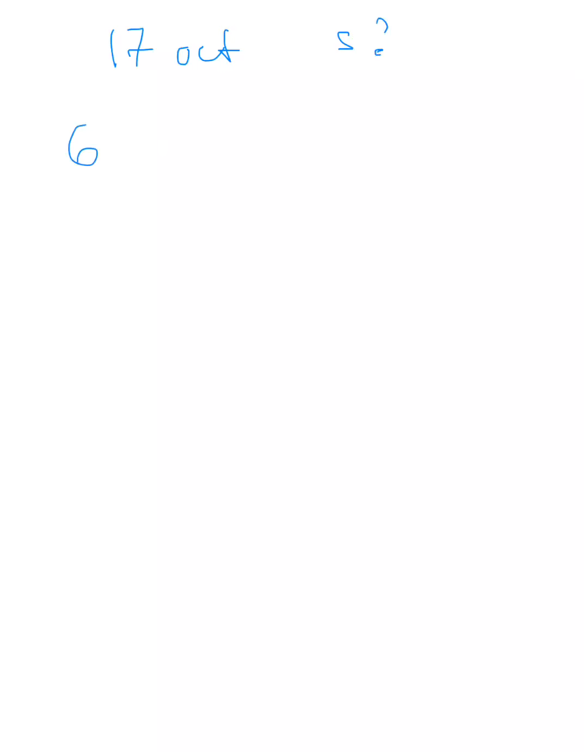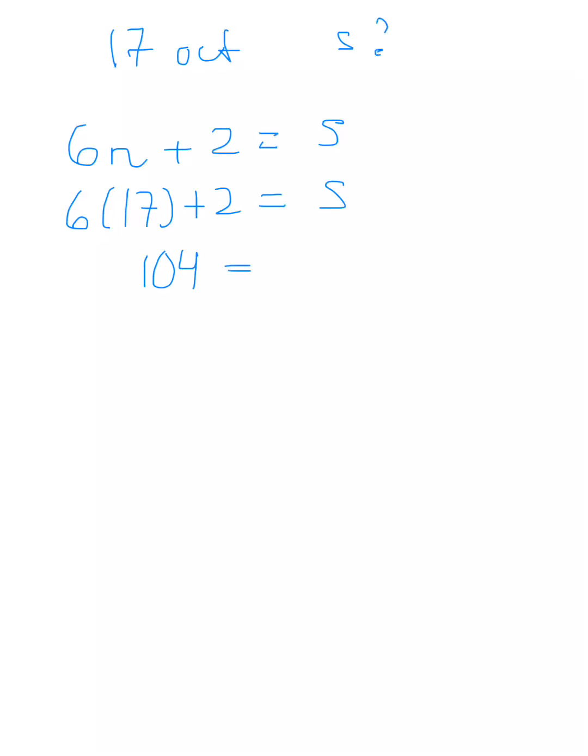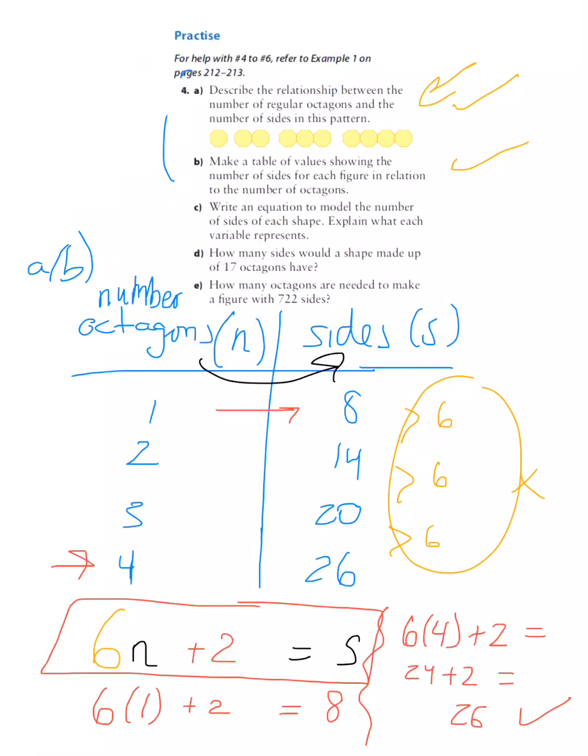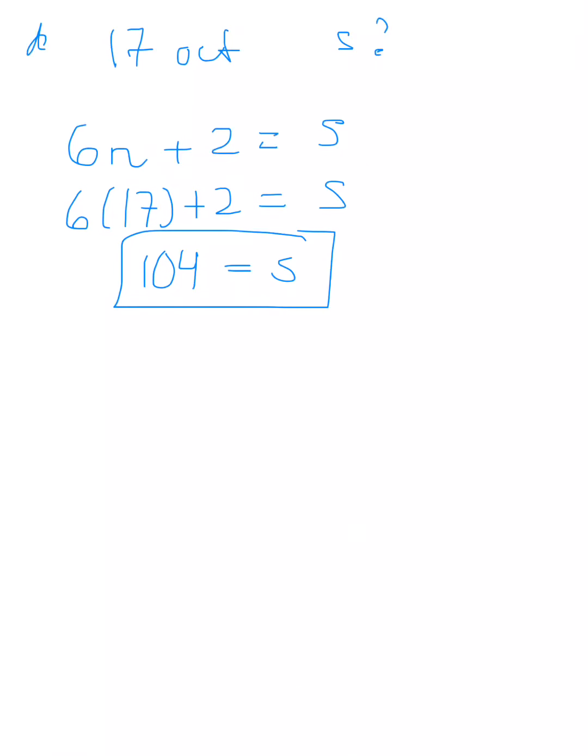So we're going to go here, 6N plus 2 equals S. 6 times 17 plus 2 equals S. And I get 104. So if we had 17 octagons, they would have 104 sides. That was part D.